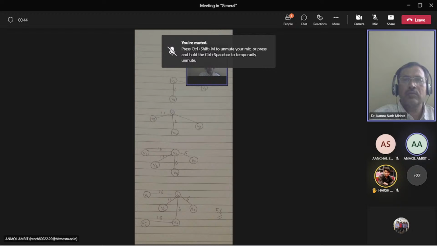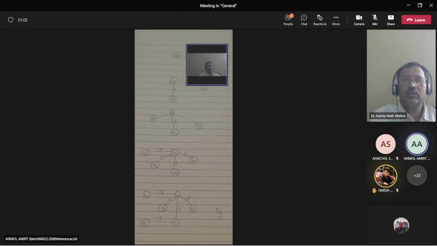Yes, and the next we are connecting is between V1 and V2, that is with edge length 16. And in the final step, we connect V5 and V4 with the edge length 18. So in this way, we have connected all the vertices, and our minimum cost that we get is 56.